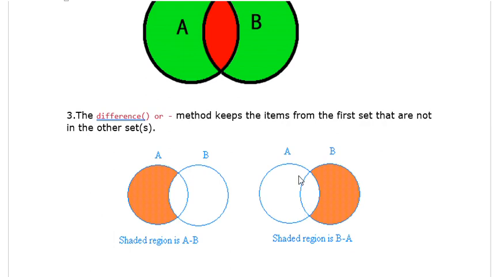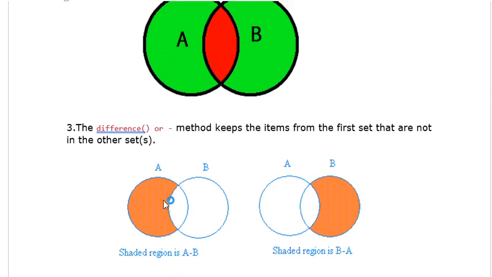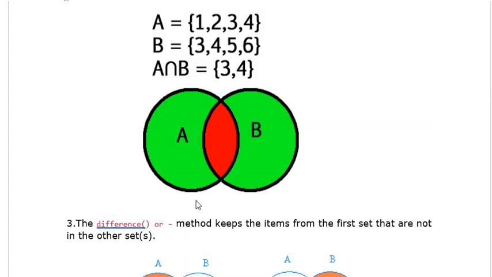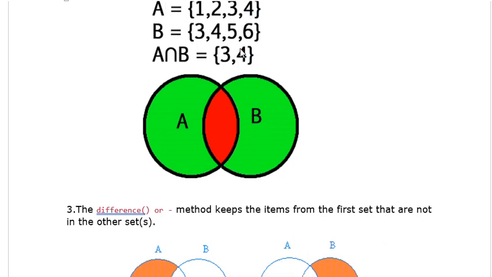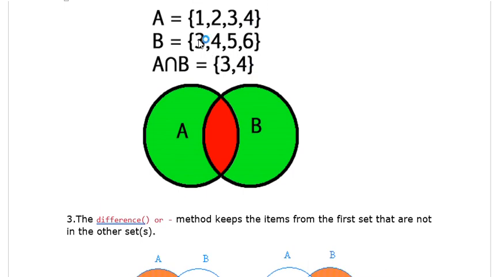So suppose let's consider the A set is 1, 2, 3, 4, and the B set is 3, 4, 5, 6. The common elements are 3 and 4, and the remaining elements not common in B are 1 and 2, and B will get 5 and 6. This 1 and 2 are A minus B, and 5 and 6 which remain are B minus A. I think you got the clarity.